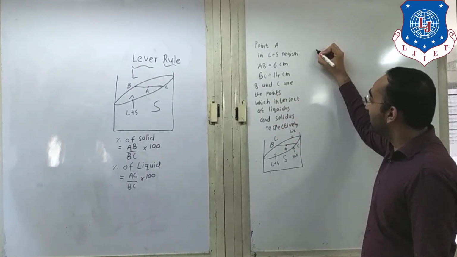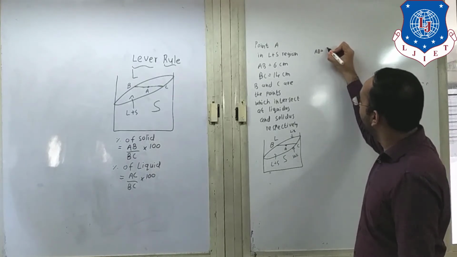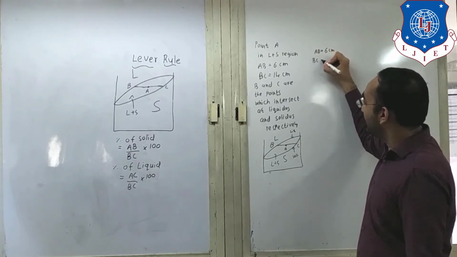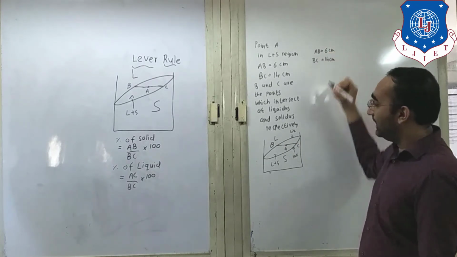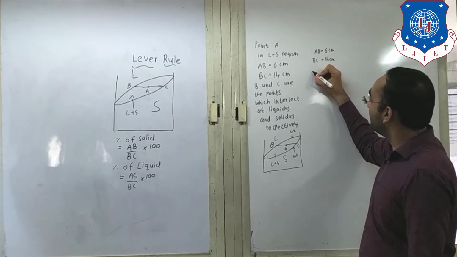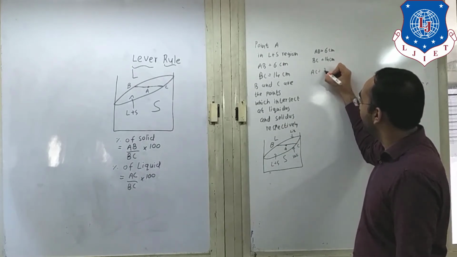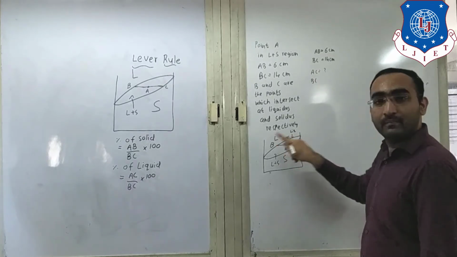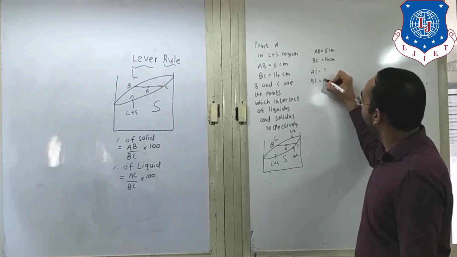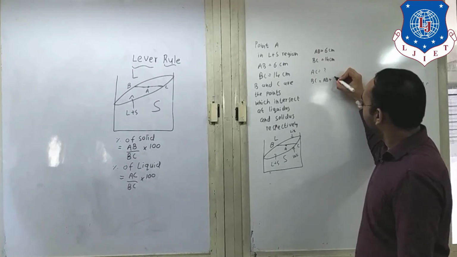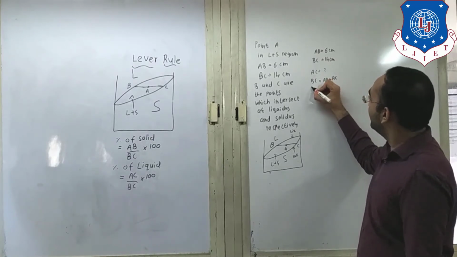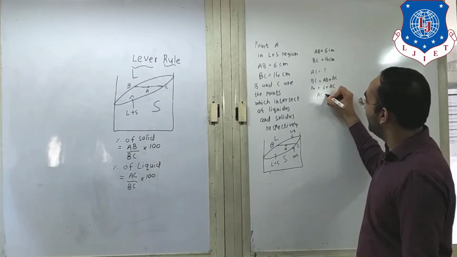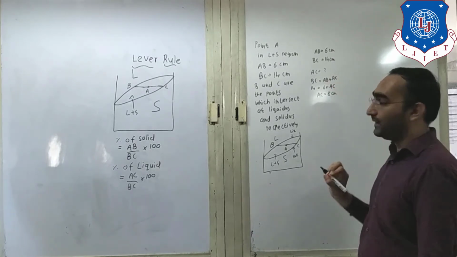Now, which information do we have? AB is equal to 6 centimeter. BC is equal to 14 centimeter. But we don't have AC. So first we will find out AC. How can we find AC? The whole BC region will be equal to AB plus AC. BC is 14, AB is 6 and AC we don't know. So AC will be equal to 8 centimeters.